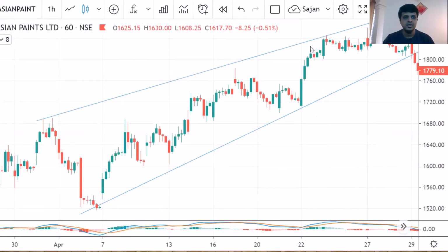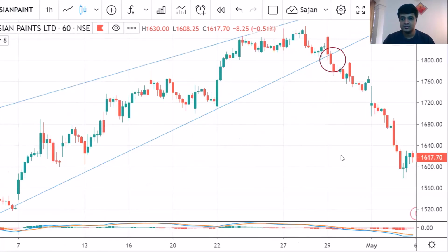Here you can see Asian Paints, and look at this channel. This channel is an upward trending channel, but what happens is on the 29th of April or 28th of April, there was a breakdown here. Okay, there was a break in the channel, and because of that, if you entered in at about 1810, within the next 2 to 3 days, you would have ended up at 1617. That is a decrease of almost 200 points, or 9 to 10% decrease, because it broke the channel.